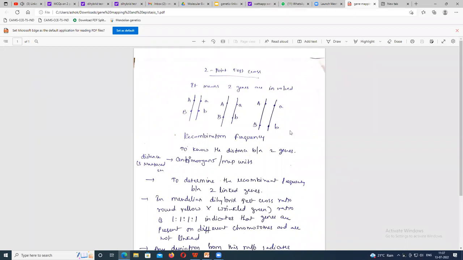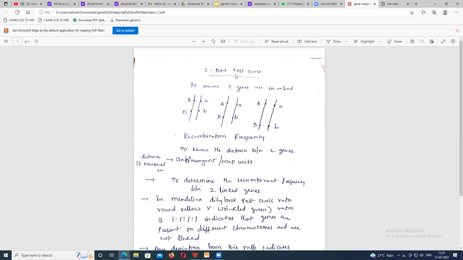Okay. So this is the part I want to take. 2-point test cross. Now we have entered into the gene mapping concept. Here we are trying to know the distance between two genes. This is very interesting. We are trying to know the distance between two genes.